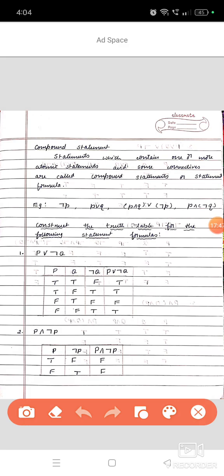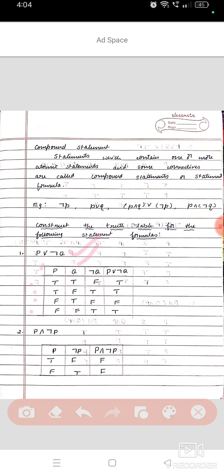Next we construct the truth table for the following compound statements or statement formulas. P or not Q. Here, how many statements are there? P and Q. First we write the possible truth values for P and Q. Both may be true, true; true, false; false, true; false, false. These are the four possible cases.